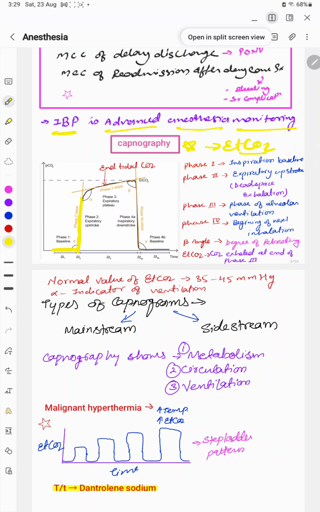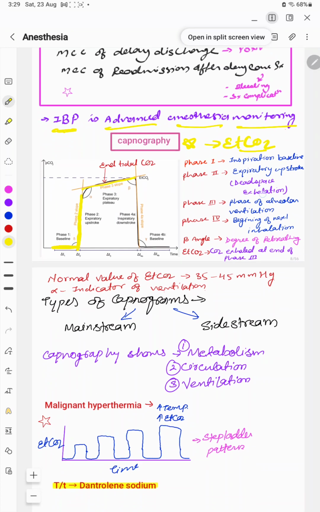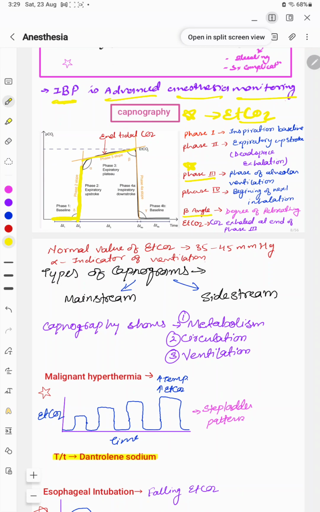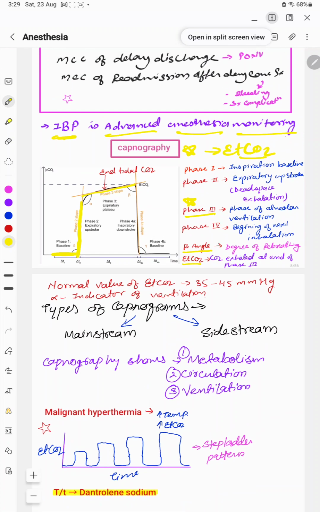And then phase 3. Phase 3 is the phase of alveolar ventilation. This is phase 3, alveolar ventilation. Okay, and phase 4. They all are the questions, and they already asked about phase 3. They already asked about the beta angle. They already asked about the EtCO2. So you need to remember all.